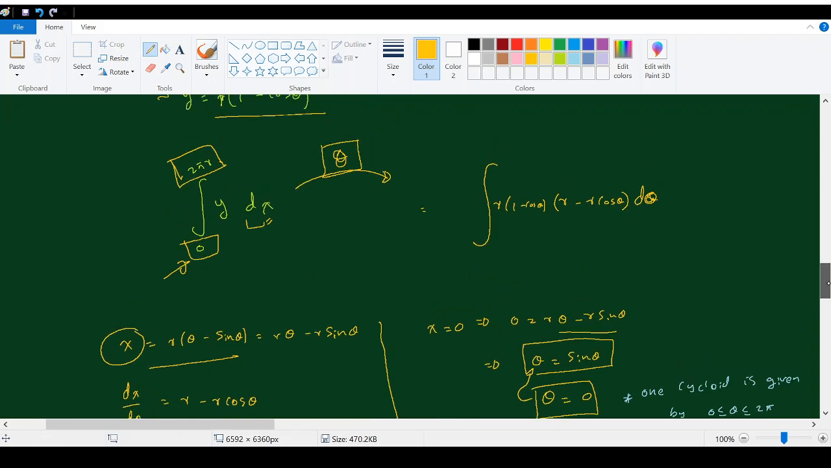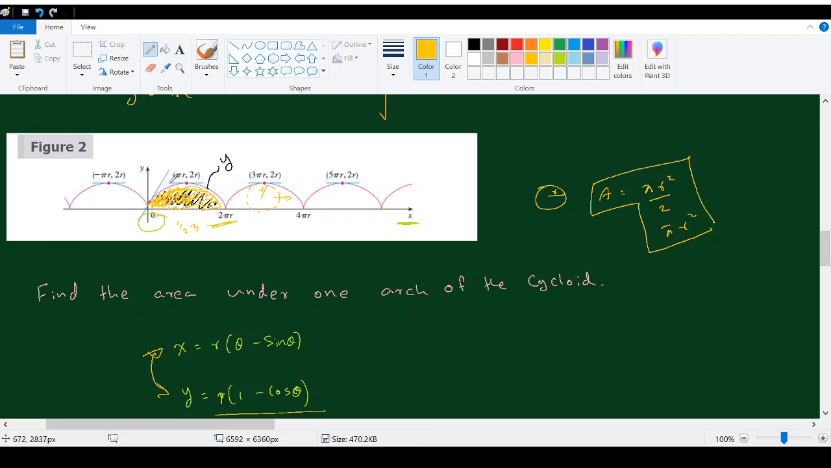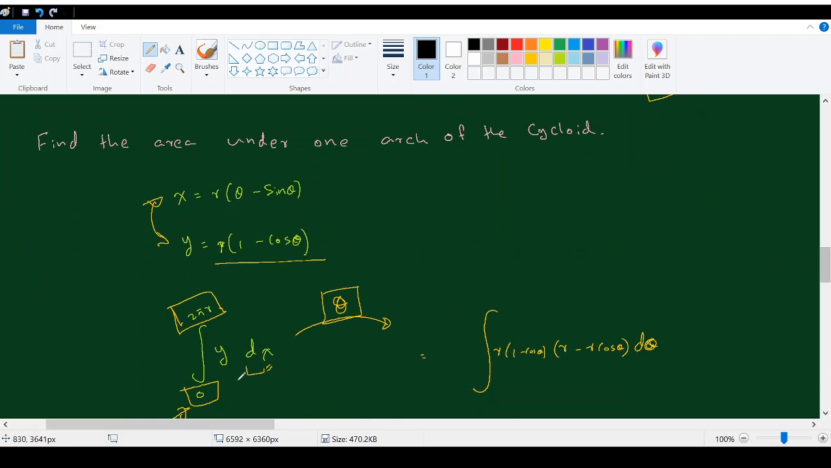That means, in order to generate this arch, the corresponding theta at this point will be equal to 0, and when theta increases, all these points will be generated, and then ultimately this curve reaches this end point when theta is equal to 2 pi, right? So with this knowledge, you can directly substitute for the lower and upper limits, right?